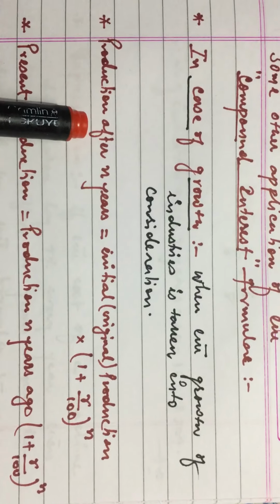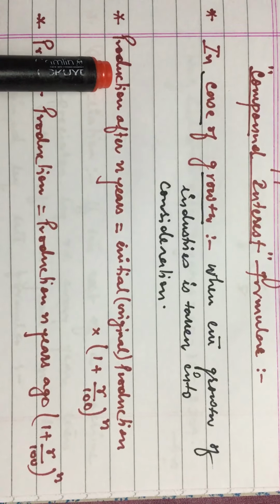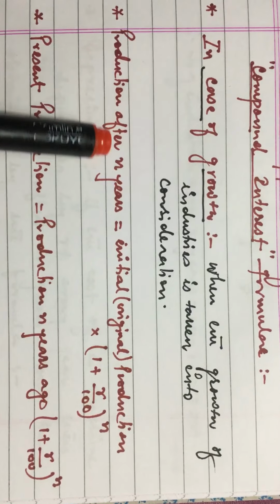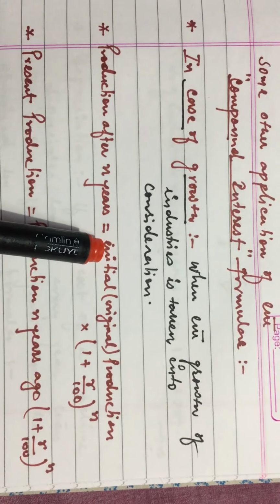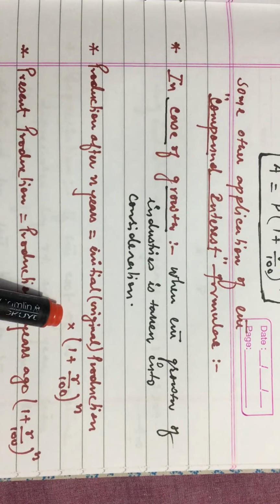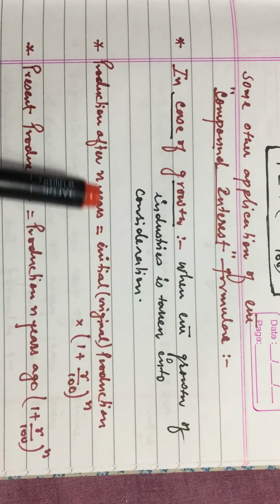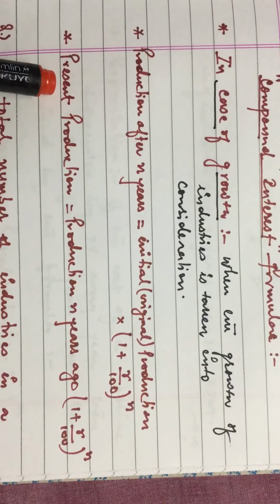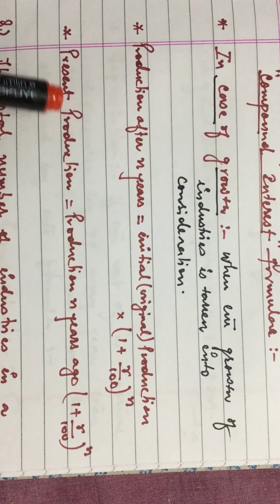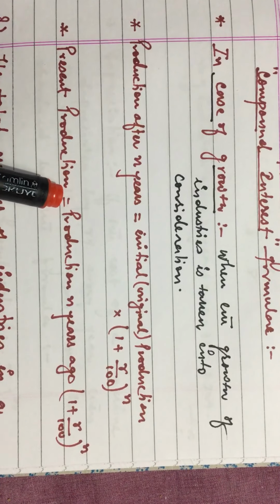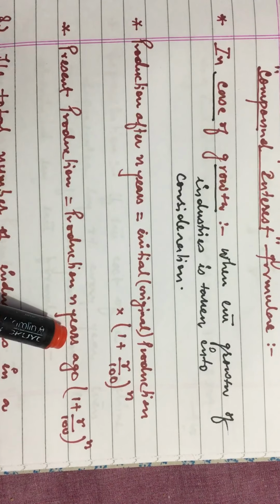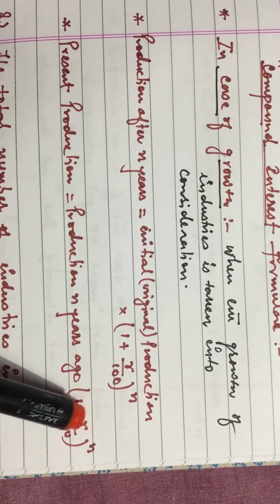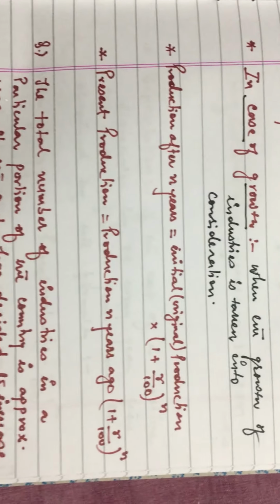Now see, suppose the production after n years, we are calculating what? Production after n years is equal to initial production into (1 plus rate by 100) to the power n. It just behaves like an amount, and the initial production behaves like a principal. Similarly, if we have to calculate the present production, it is equal to production n years ago into (1 plus rate by 100) to the whole power time. Now see the problem.